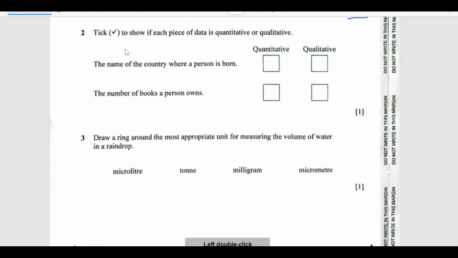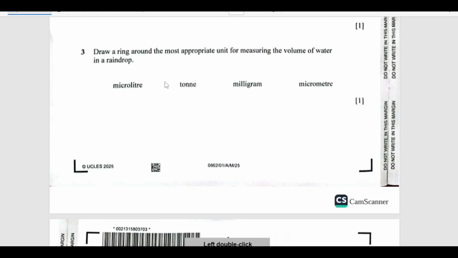So, let us see the tick to show if each piece of data is qualitative or quantitative. Now, qualitative and quantitative, you need to know the difference. Quantitative gives us the quantity, it involves a number. Qualitative is when there is no number, like the name of the country where the person is born. It is a name, right, so it is going to be qualitative. The number of books a person owns involves a number, so it is going to be quantitative.